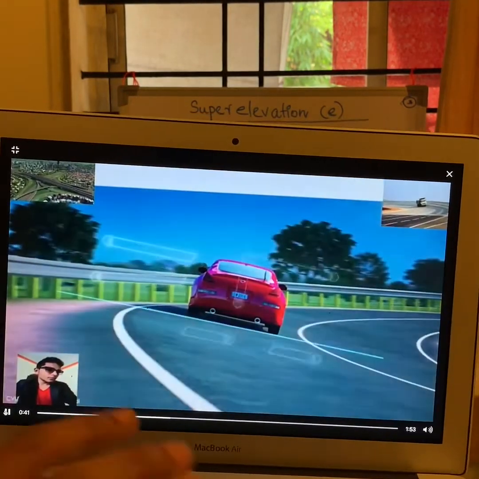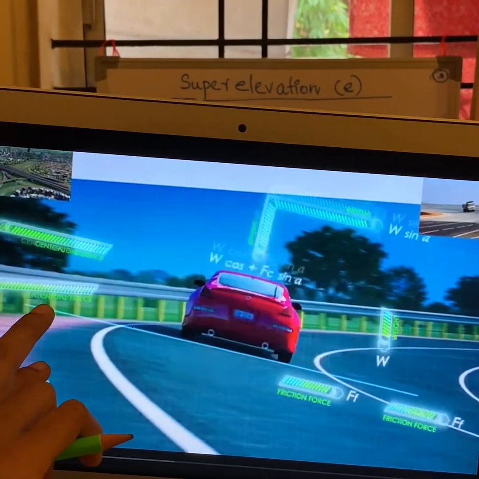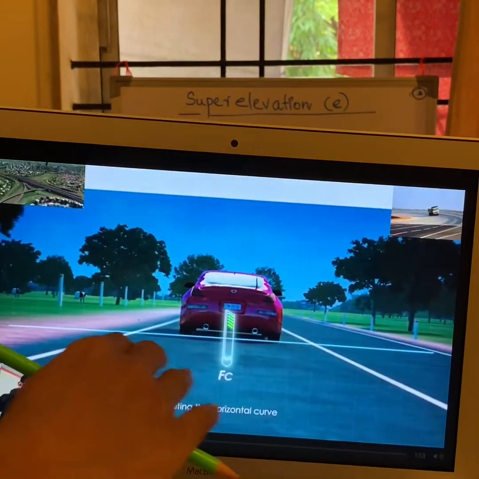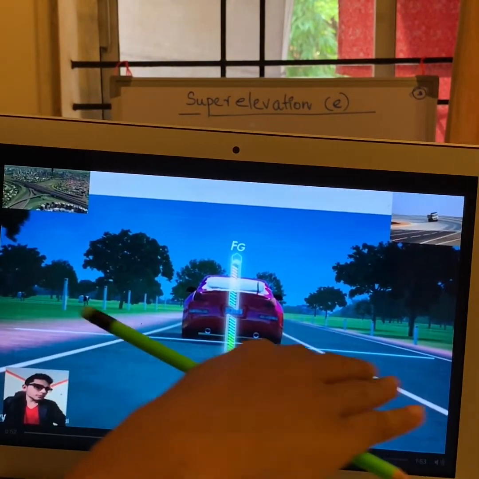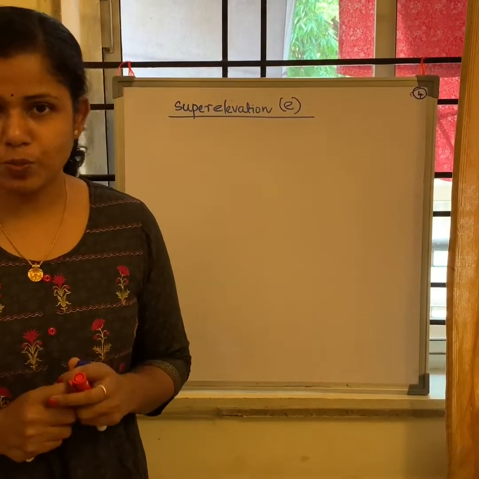So the vehicle is moving. Can you see the tilt provided? This is what we are saying: by raising your outer edge, you will get an inclination or a slope, and it will continue once at the exit of your horizontal curve. Now let's see how to derive an equation for superelevation.